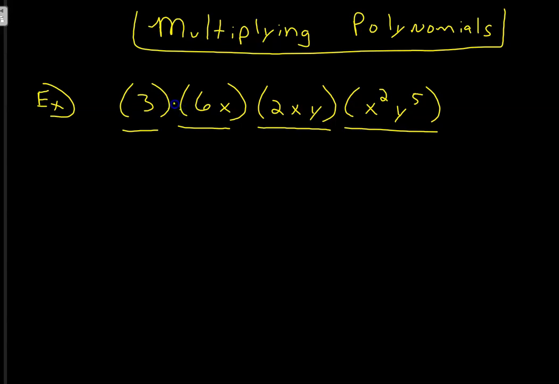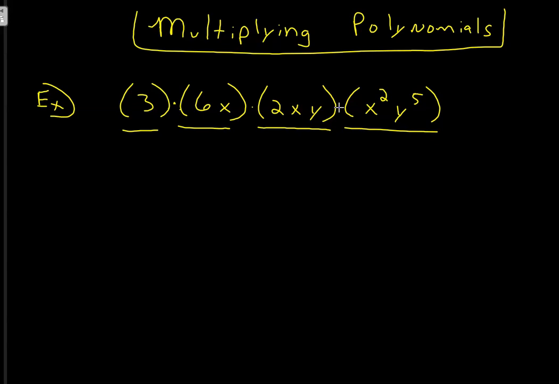Or we might be nice and give you a dot. So I could put a dot between each one of these to imply it's been multiplied. But if you don't put a dot, just have nothing between them, it means it's not being added and it's not being subtracted, it's being multiplied. So this says 3 times 6x times 2xy times x squared y to the fifth.